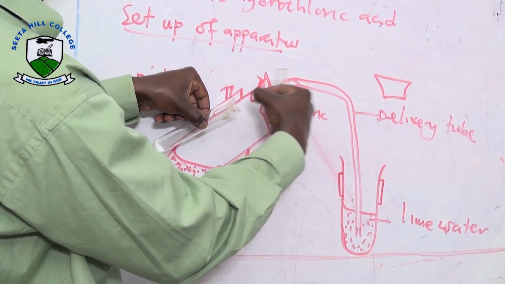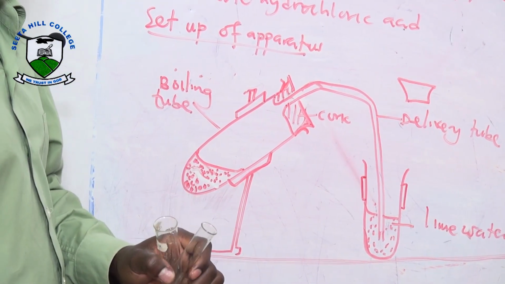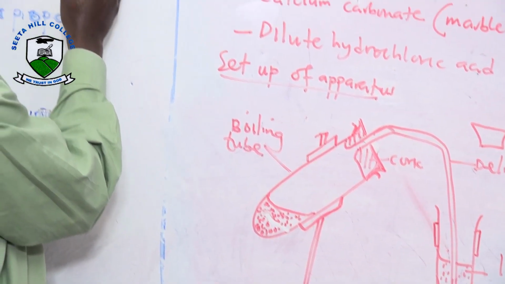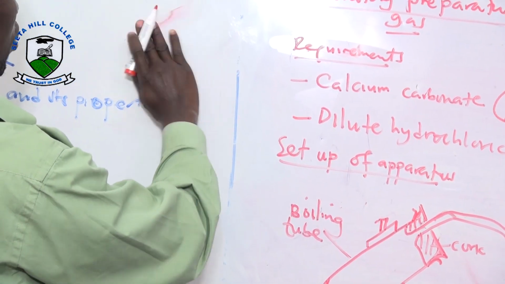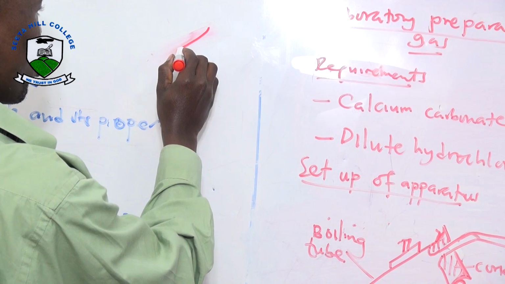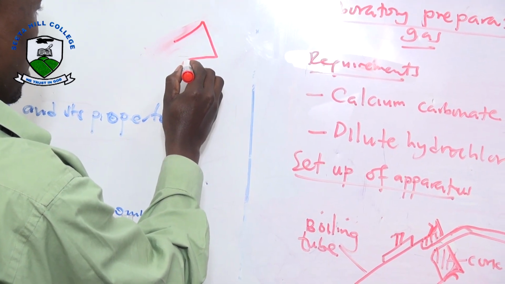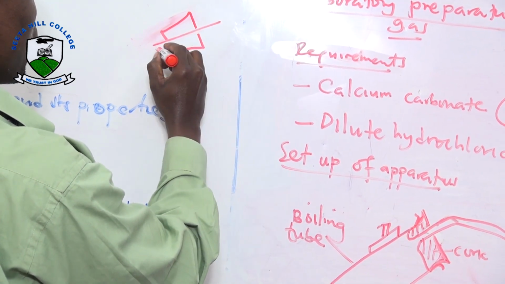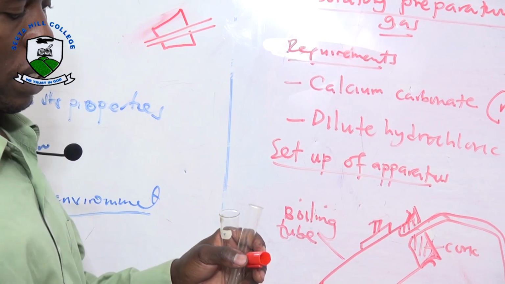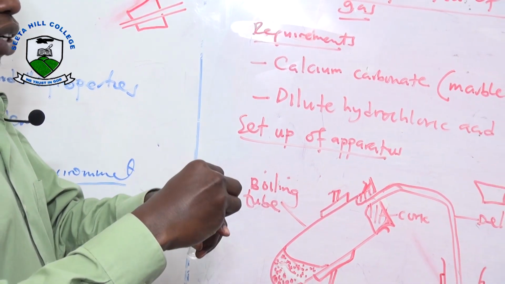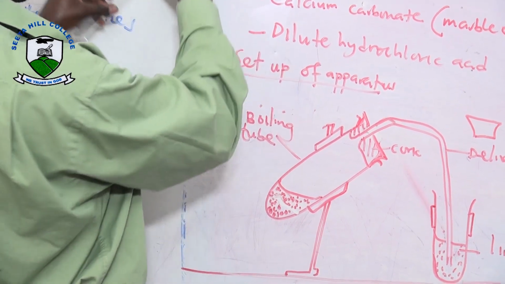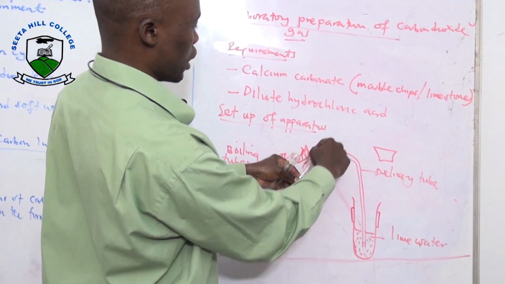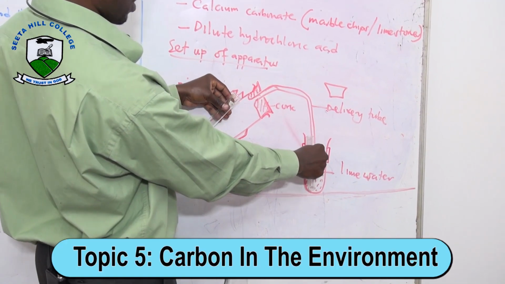Then we connect here a cork. Unfortunately we don't have one here, but a cork is just a small rubber, red always in color. We just bore a hole inside, and we put a delivery tube. Then we insert that cork inside this boiling tube here. Then you connect that end of the delivery tube there.